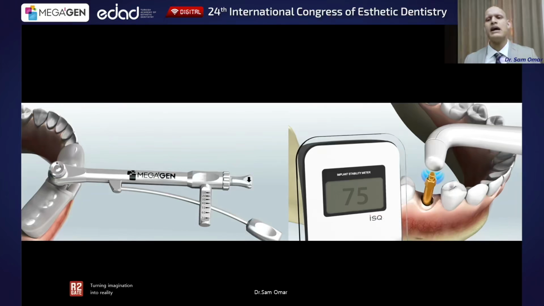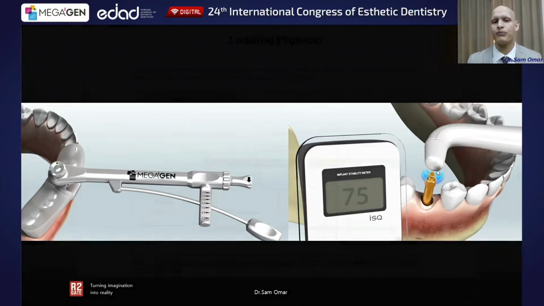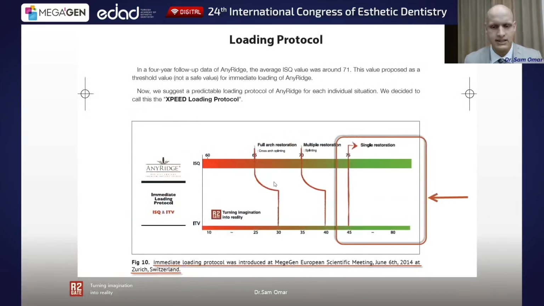Well, in order for us to know if the immediate loading procedure that we're doing is actually a safe procedure, we need to have criteria. So the criteria that we have is insertion torque and ISQ. So let's talk about this in a lot of detail. We have three clinical scenarios that we might face: either a single restoration, multiple restorations, which is basically a bridge, or a full arch restoration.